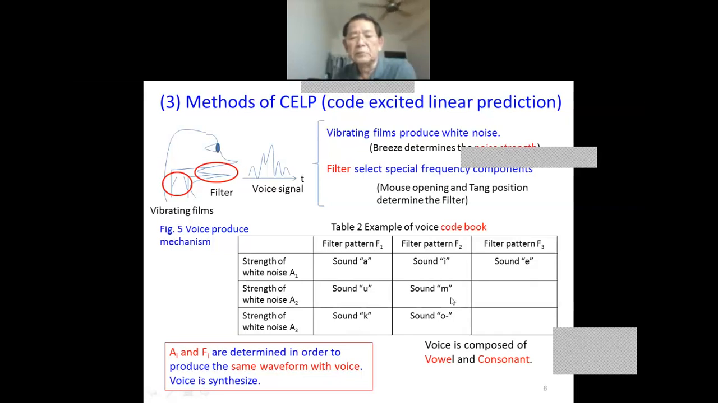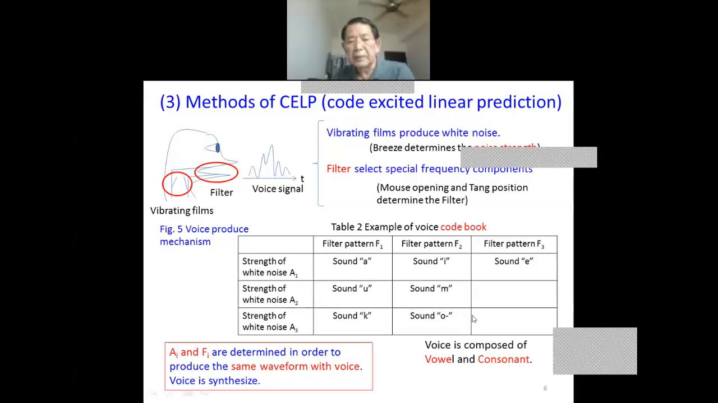The sound is Mu. This sound is Ku, and this sound is O. Hence, thank you is produced: TH, A, N, K, U. By combining each combination, we can make some sound.